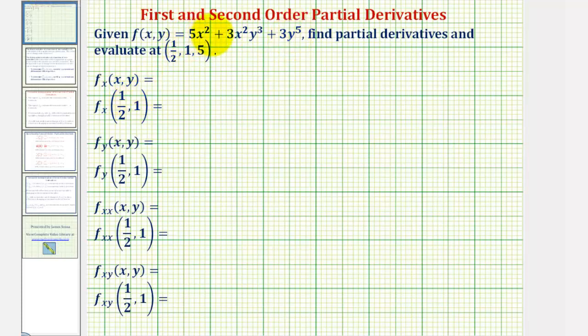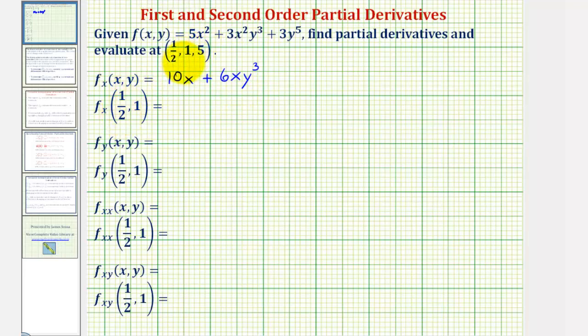So the derivative of 5x squared with respect to x would be 10x plus the derivative of 3x squared y cubed with respect to x, treating y cubed as a constant. So we'd multiply by 2 and then subtract 1 from the exponent on x, which would give us 6x to the first, or 6xy to the third. And then the derivative of 3y to the fifth with respect to x would be 0, again because we're treating y as a constant.